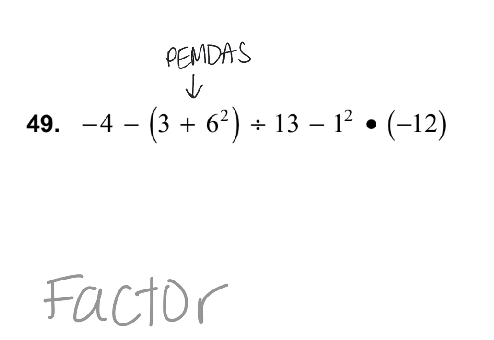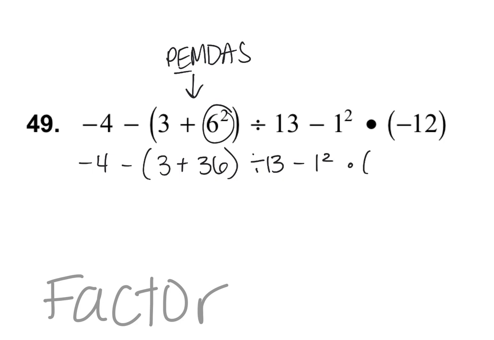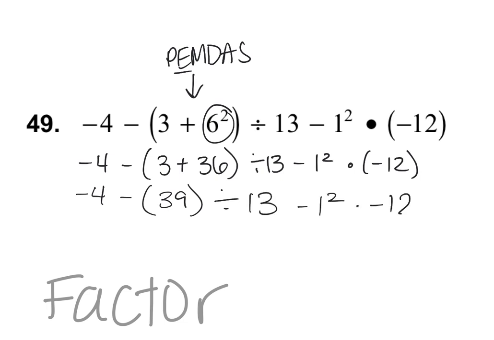So we're just looking at inside the parentheses. I notice exponents, so we're going to evaluate this exponent first. So it's going to be negative 4 minus 3 plus 6 squared is 6 times 6, which is 36, divided by 13, minus 1 squared times negative 12. We're still inside the parentheses because parentheses come first. 3 plus 36 is going to give me negative 4 minus 39 divided by 13 minus 1 squared times negative 12.